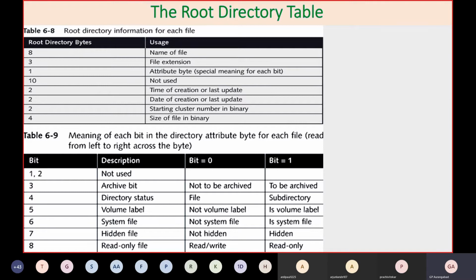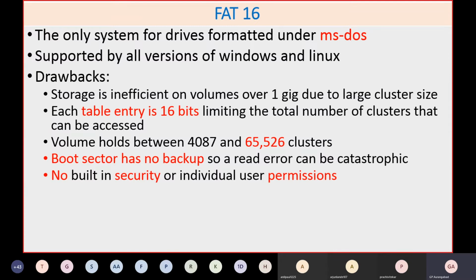Nowadays, not only this 32 bytes of information about a file, but the operating system keeps track of huge information about a file. I'll show you what type of information the operating system keeps for one particular file. Okay, this is FAT16.